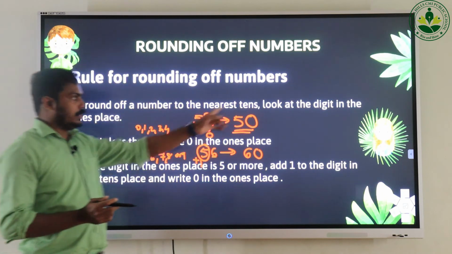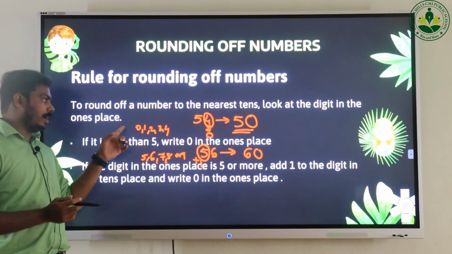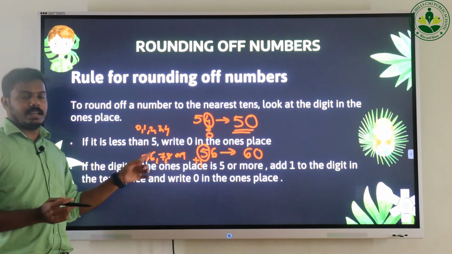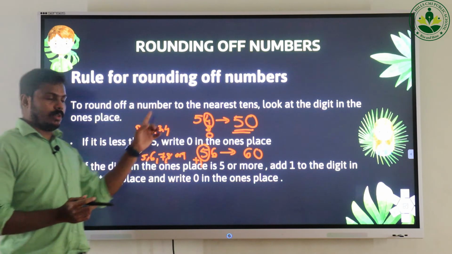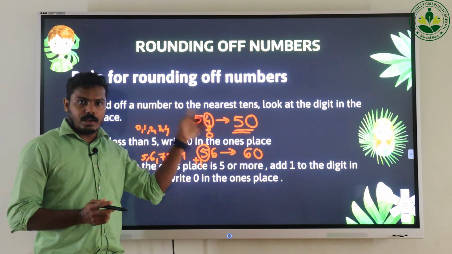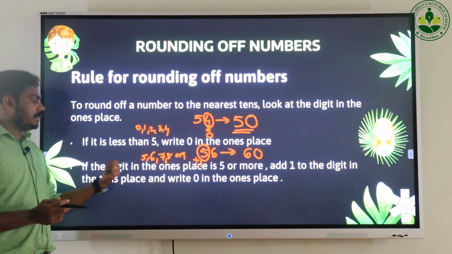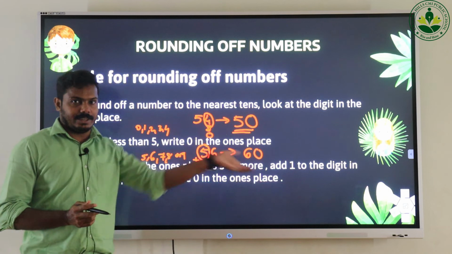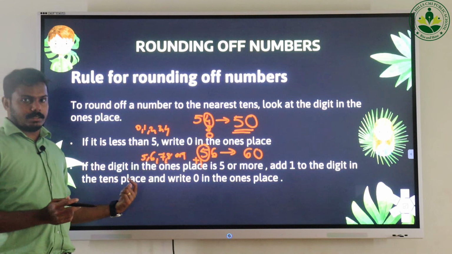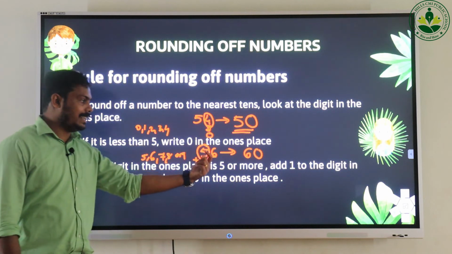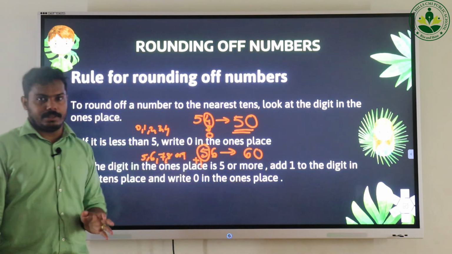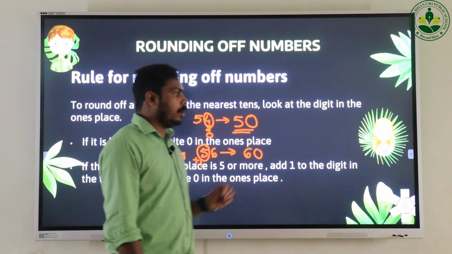To round off a number to the nearest tens, look at the digit in the ones place. If it is less than 5, that means it is 0, 1, 2, 3, 4, write 0 in the ones place. And the second case, if the digit in the ones place is 5 or more, add 1 to the digit in the tens place and write 0 in the ones place. This is the rounding method.